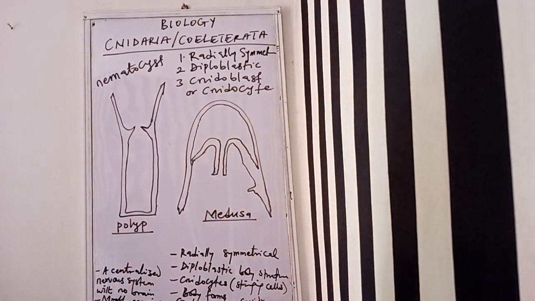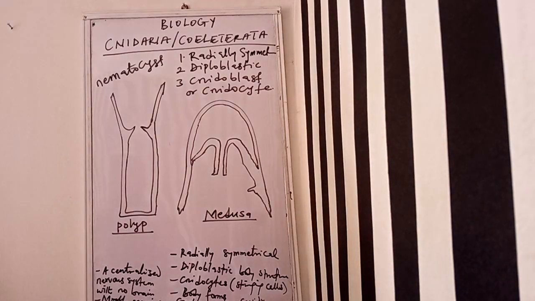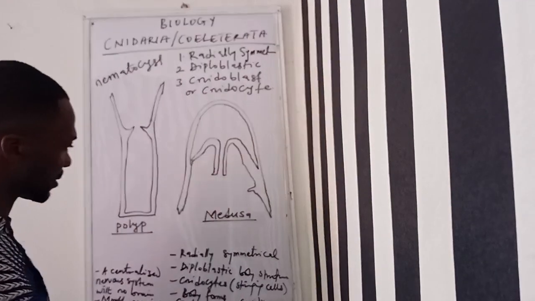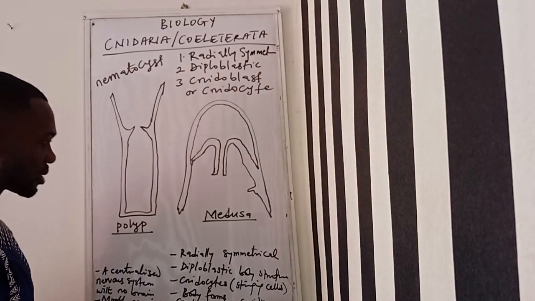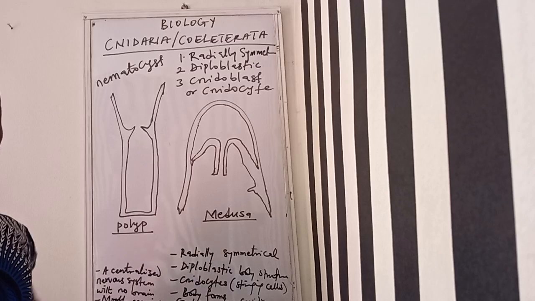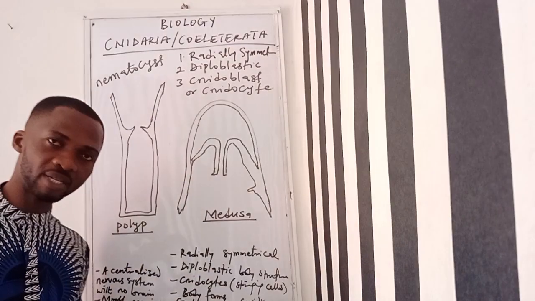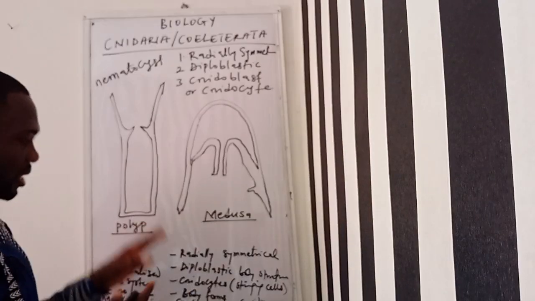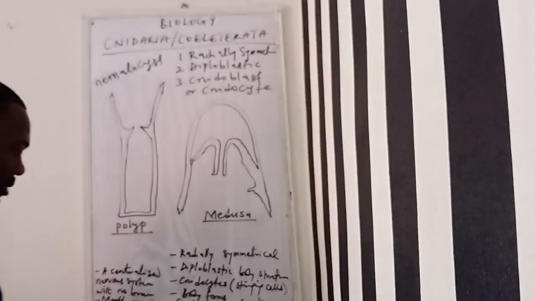That's the difference between the polyp and the medusa. The polyp is permanently attached to a substratum. The medusa is free swimming, meaning that it moves. It is not attached to any solid object.